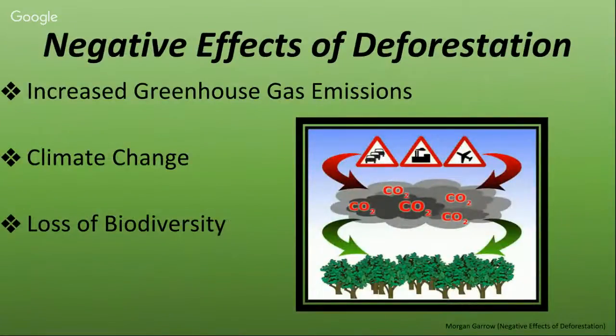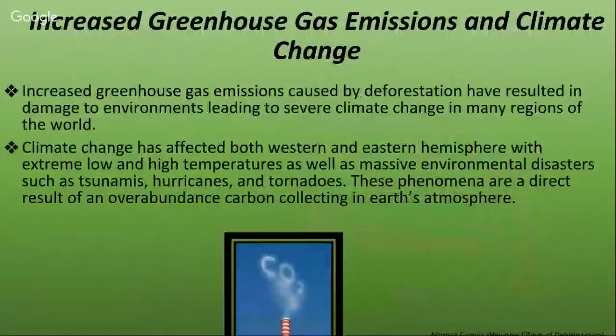Okay, and so some of the negative effects of deforestation, like Deanna just said, include increased greenhouse gas, climate change, and loss of biodiversity. So increased greenhouse gas emissions and climate change are caused by deforestation directly. They've resulted in direct damage to the environment, which has led to severe climate change in all parts of the world, in mostly every region.